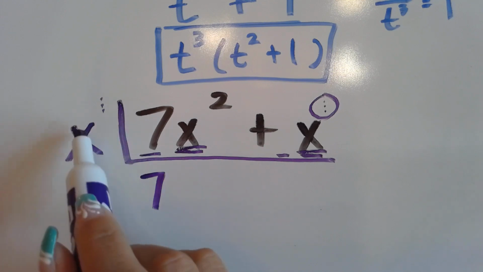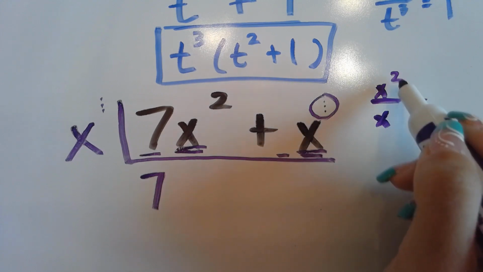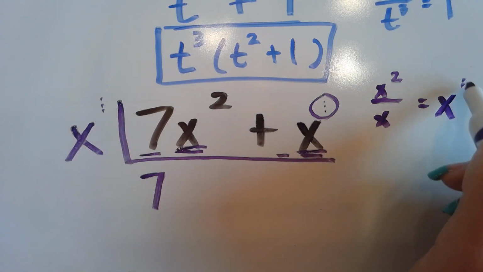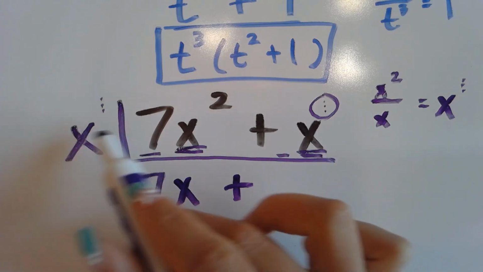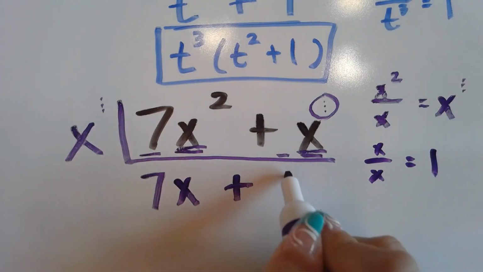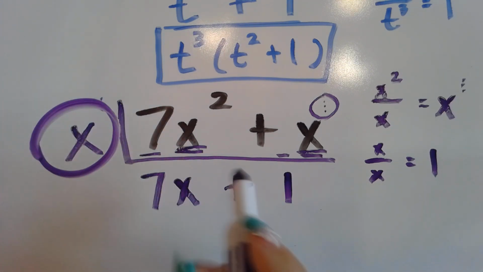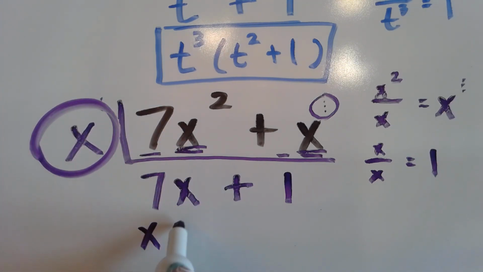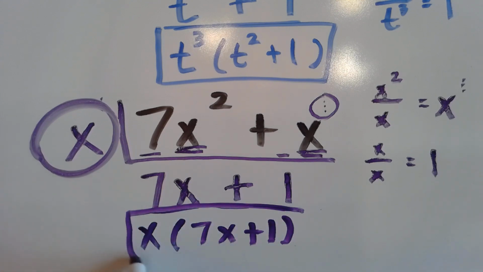x squared divided by x equals, and we're subtracting our exponents, x to the first, or we can just write x divided by x equals 1. So we're going to write 1 here. So our final answer, we take this piece on the outside and write x times this whole piece down here, 7x plus 1. And that's how we write our final answer for this one.